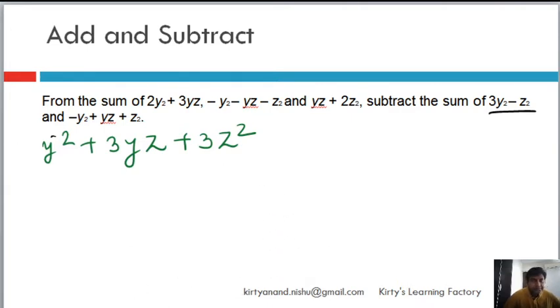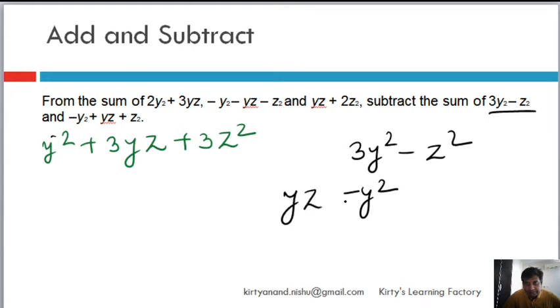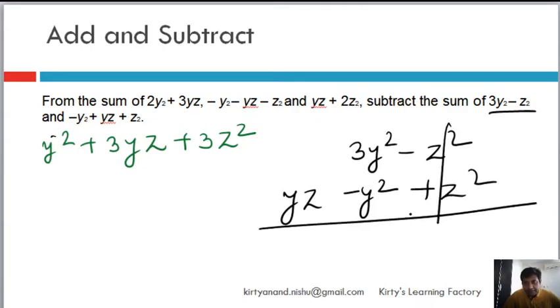Okay, now subtract the sum of 3y square minus z square and then minus y square. So minus y square I will put here. There is no yz in this one, so I will write it separately, yz, and plus z square. So that's right here. Okay, and I have to add. Cancels out. This basically is 2y square and this is yz.